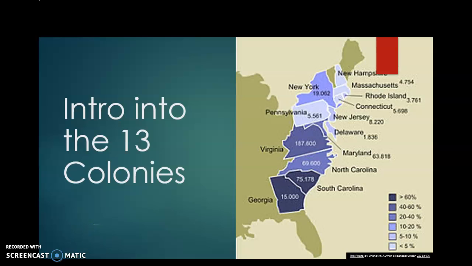So today's lesson is going to focus on our introduction into the 13 colonies. You may have heard of them before during elementary school and your social studies lessons, but now we're going to do a more formalized lesson on the 13 colonies.